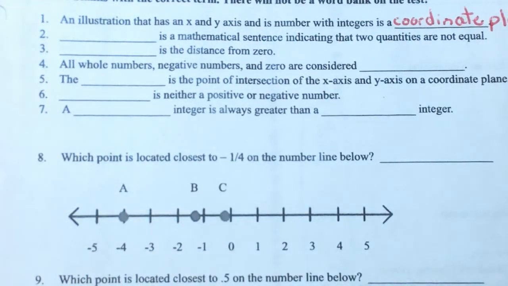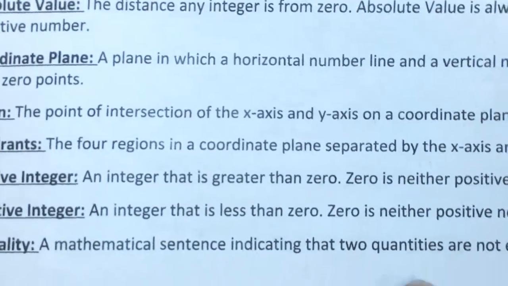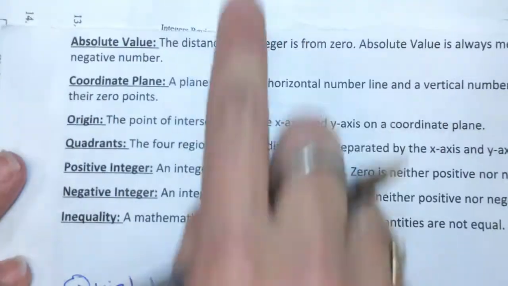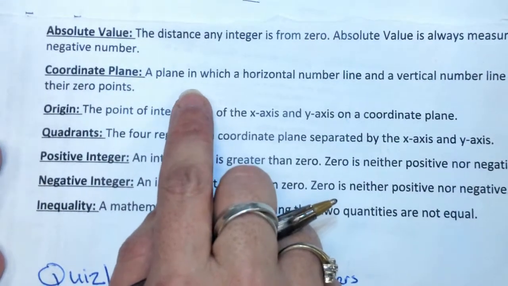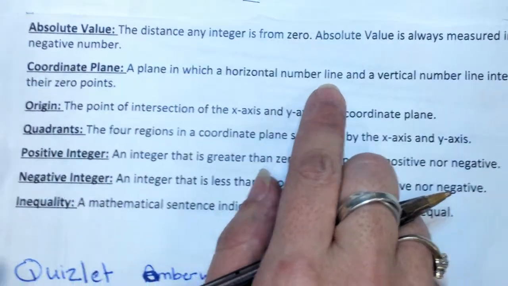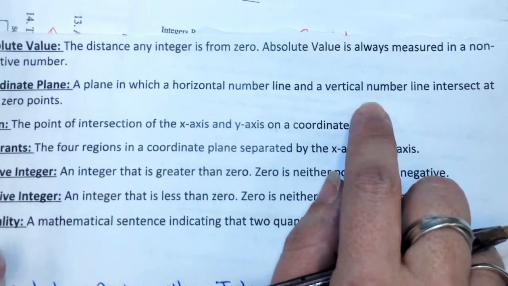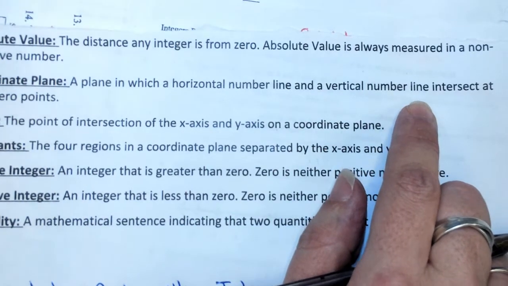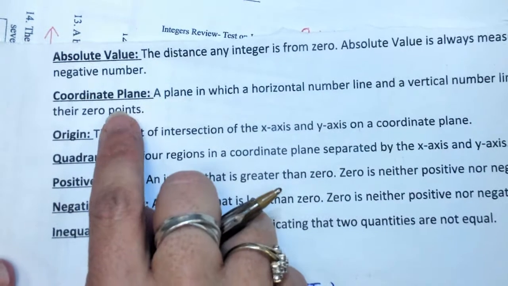Listen, this is an old study sheet compared to a new one. Coordinate plane: it's just a different definition. A plane in which a horizontal number line and a vertical number line, so the X and the Y, intersect.